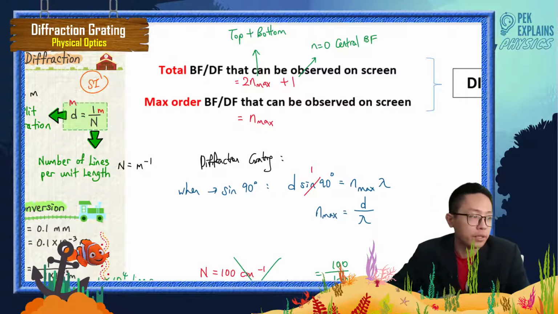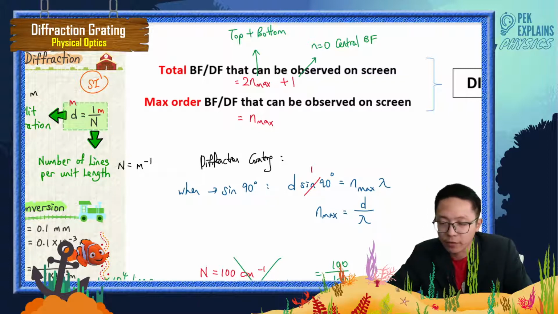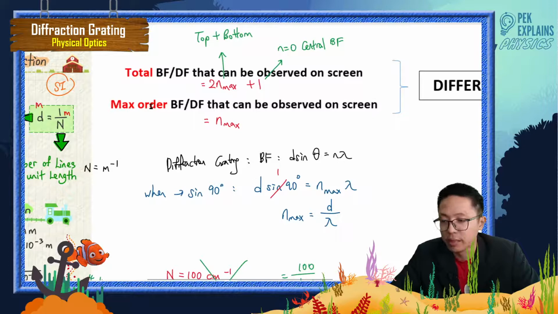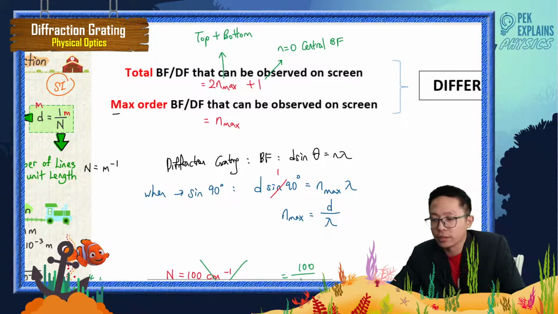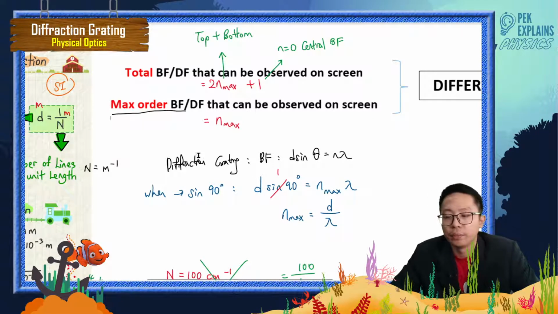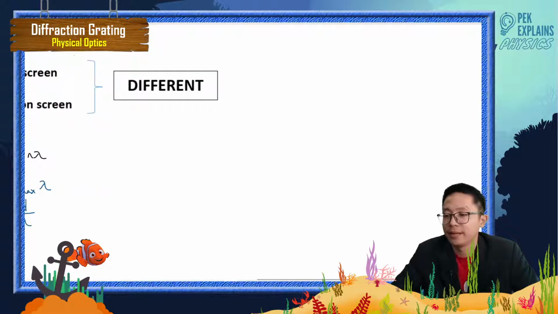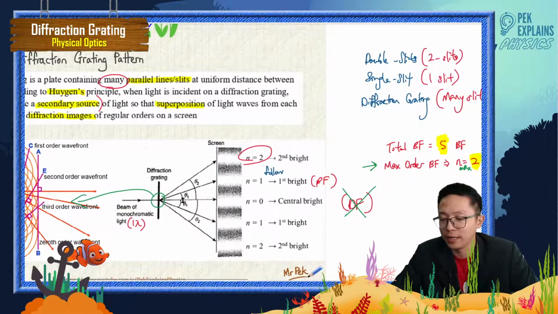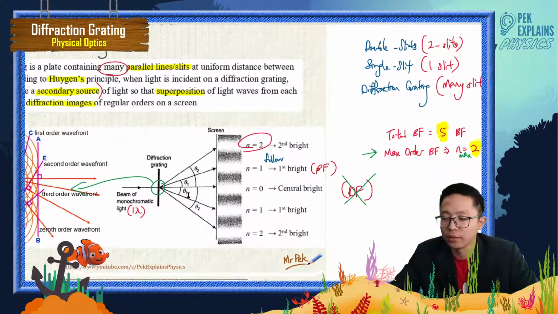Okay, for the bright fringe, the formula is d sine theta equal to n lambda. In order to see the maximum order of bright fringe, you put sine 90. Why put sine 90? Because if you want to see the maximum order, it is when theta is equal to 90 degrees.